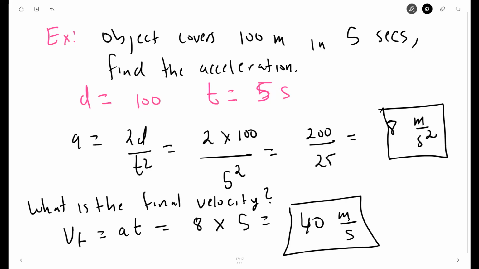So understanding these concepts and equations allows you to solve problems involving objects accelerating from rest effectively.